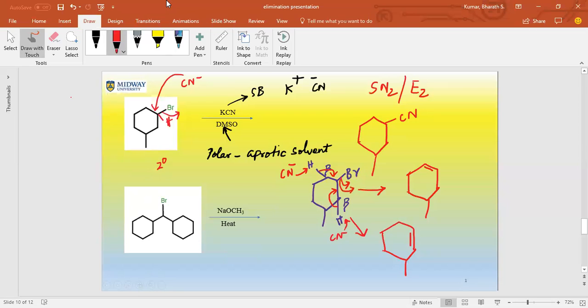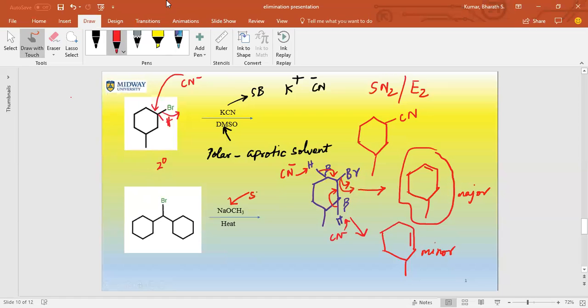Now which one is the better of the two? Which one is more centered? Is this or that? Well, I'd say this is more centered. So this is the major product, and this is the minor product among these two eliminated products. But keep in mind, you could have also had SN2. Because it's a secondary alkyl halide and it's a strong base and a polar aprotic solvent, you could have both SN2 or E2.